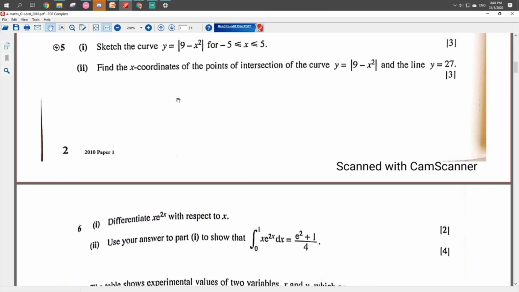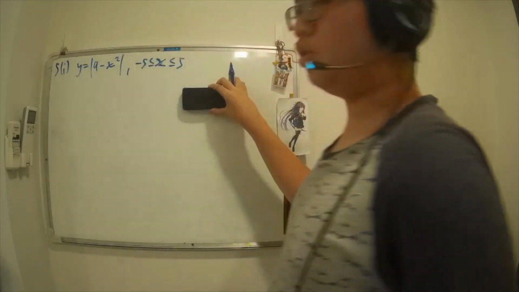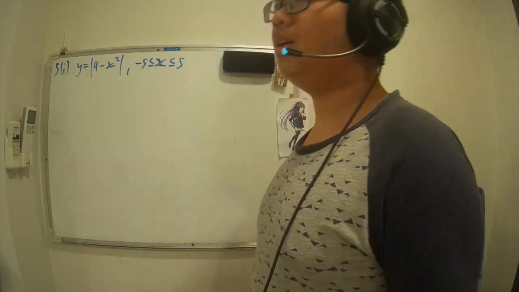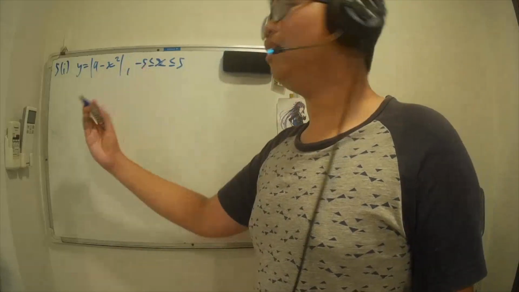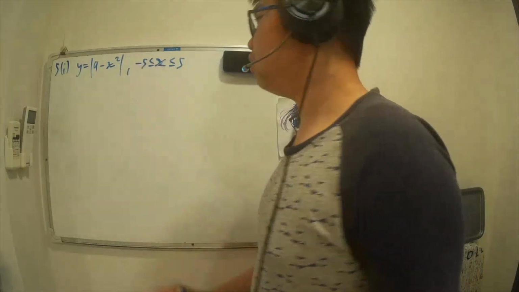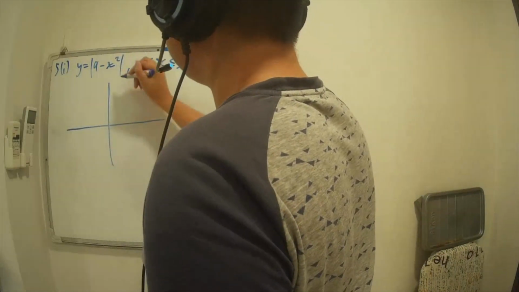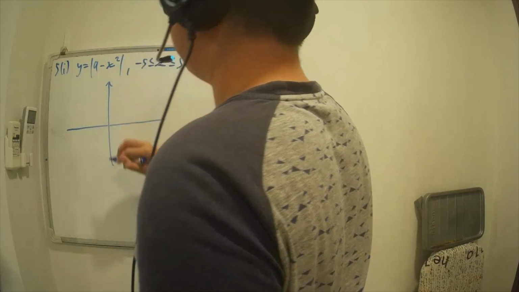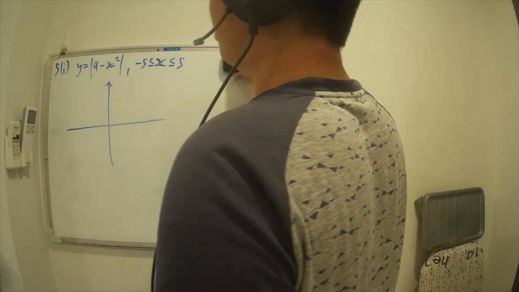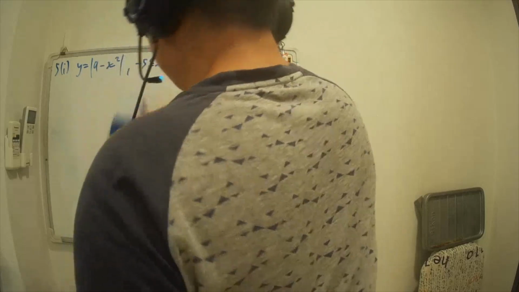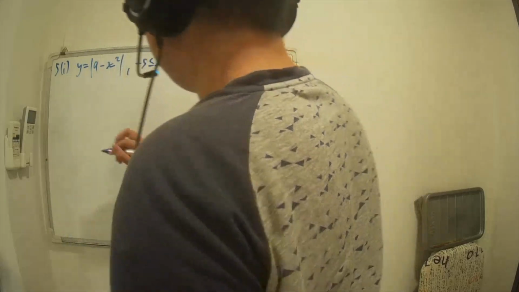So let's do it. Let's just do this in our heads. What is the turning point? The turning point will be when x is 0, which is just 9. So let's do it like this. Do I have enough space like that? No. Should draw it a bit further down.